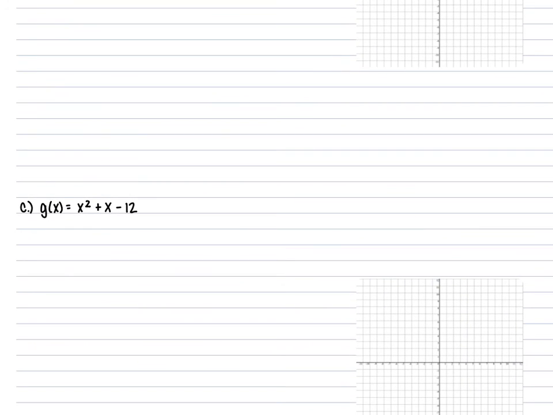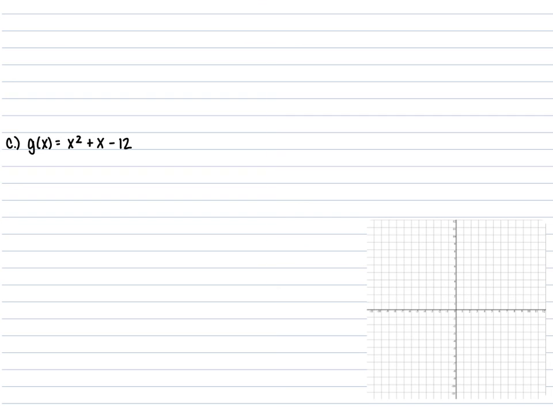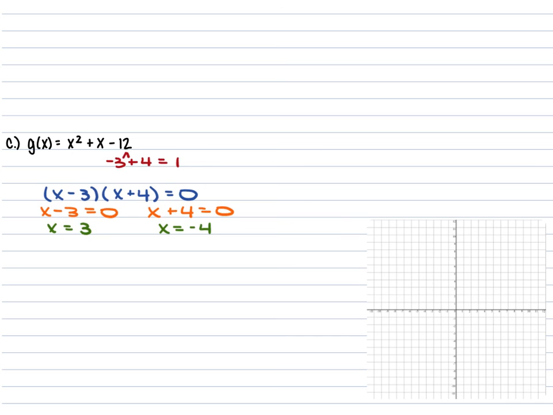And for our last example of this lesson, we have g of x is equal to x squared plus x minus 12. Your factors of negative 12 that add up to be a positive 1 are negative 3 and positive 4. So this we're going to factor to be x minus 3 times x plus 4 is equal to 0. From here, you set each part equal to 0. And you get that x is equal to 3 and x is equal to negative 4. Oops.